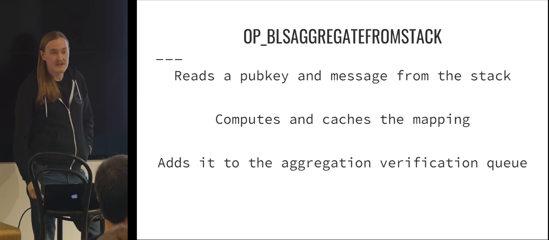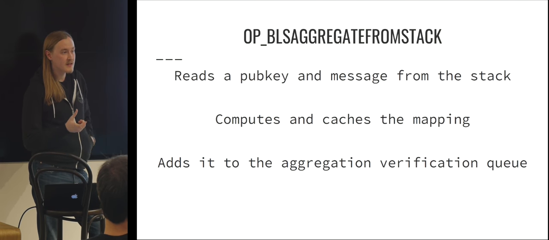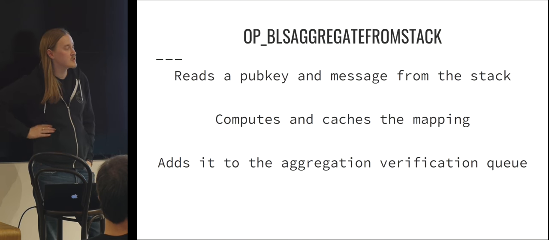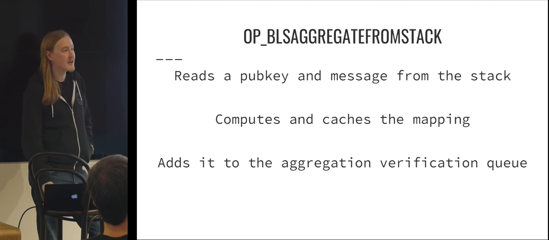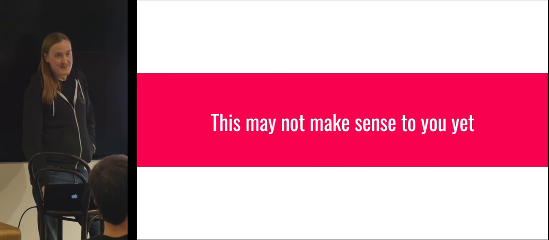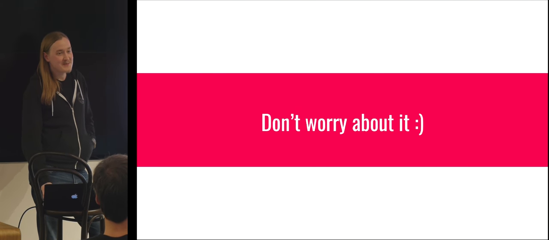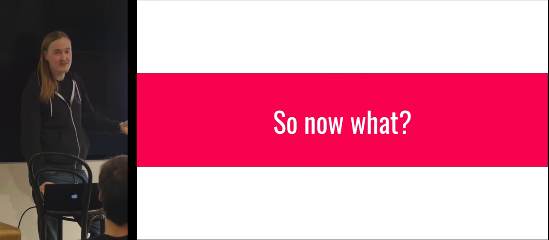OpBLS aggregate from stack implements the logic that people want with checksig from a stack in Bitcoin. It reads a message and a pub key off the stack, computes the pairing, and adds it to the verification queue. This may not make sense yet. Just don't worry about it. We'll get there. So what are next steps for Chia Script?